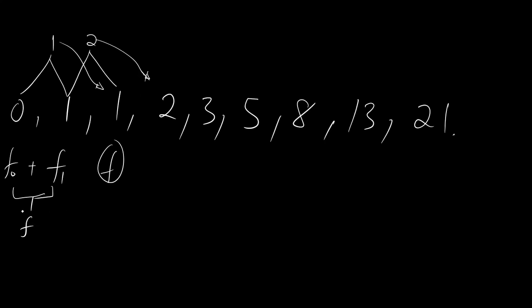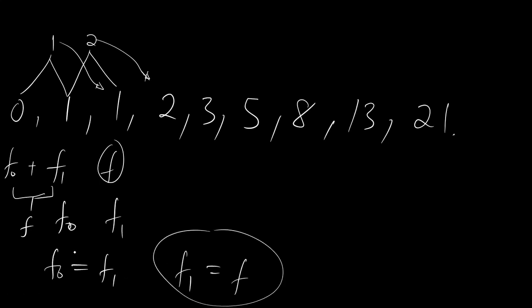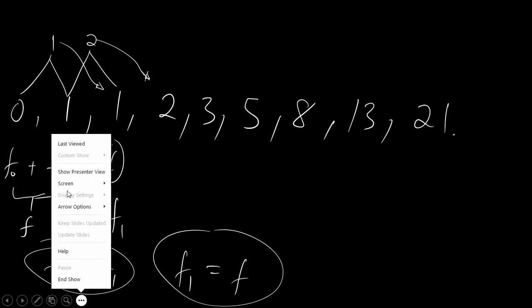Now that means this position now becomes your F0. This position now becomes your F1. So that means your F0 is now equal to F1. You assign F0 to be equal to F1 and F1 to be equal to F. So that is the way we can do this. Now let's go back to what we're doing.